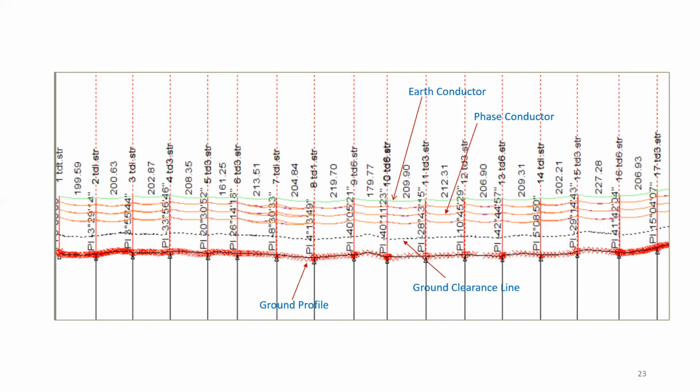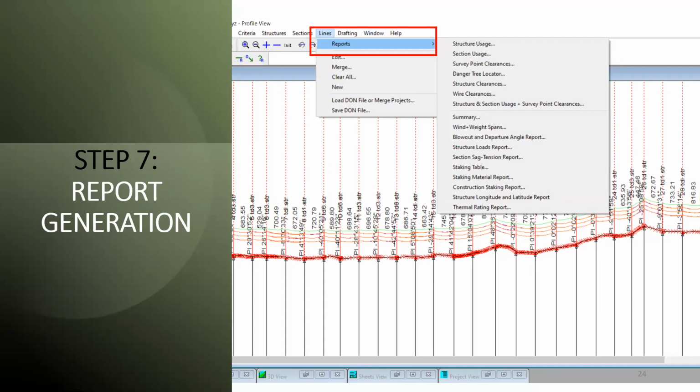Now we have come to the final part of this exercise, the most important part, which is report generation. There are a couple of reports that you can generate depending on the requirement. As you can see in this slide, there are reports like the structure usage report, structure clearance report, summary report, and structure loads report.